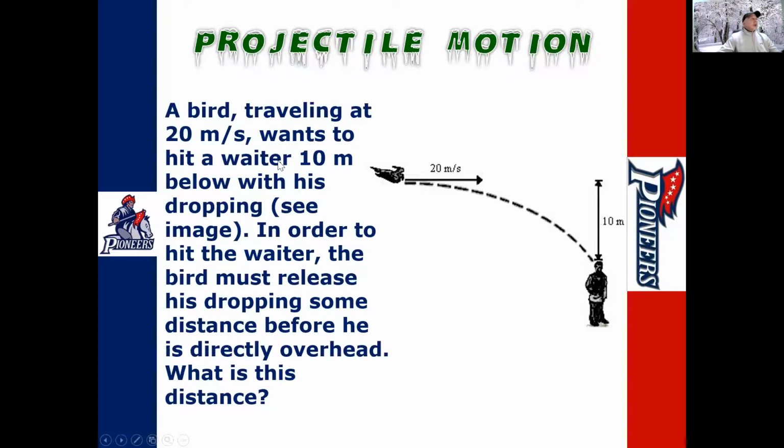So this bird is traveling at 20 meters per second. I don't know if he wants to, but he's going to hit the waiter that's 10 meters below where he's flying. In order to hit the waiter, we know that if he goes poop, it's not going to fall straight down, right? It's not going to do that. Right? It's still moving at 20 meters per second. And so it's going to follow this path. What is this distance, right? We want to know, in order for that to happen, what is the distance from where he is now to where the waiter is? Okay.